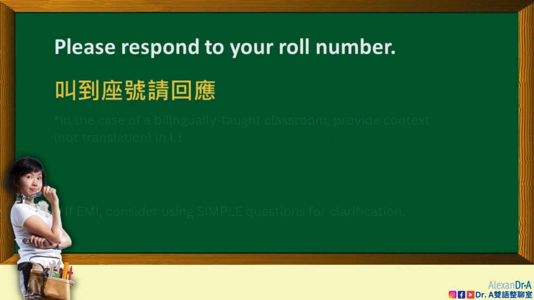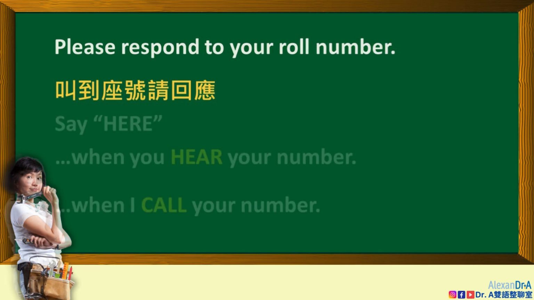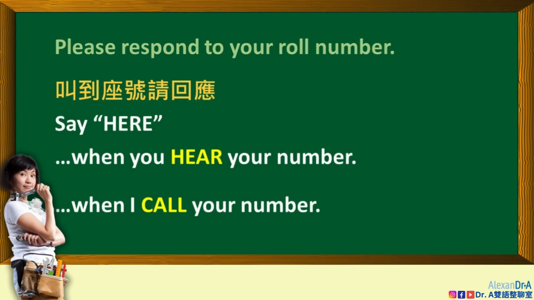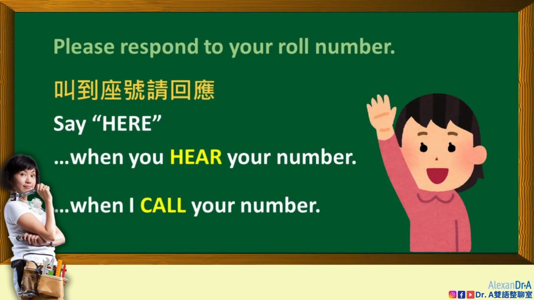Okay, another one. "Please respond to your roll number." Taking attendance? Yep. But respond how? Does it mean stand up, raise your hand? And "present" can be confusing too. So you need to specify the how. Exactly. Dr. A suggests adding the required response, usually "here," right into the instruction, and maybe reorder it for clarity. So it becomes, "Say 'here' when you hear your number." Much clearer. Or "Say 'here' when I call your number." And she'd likely add physical scaffolding, pointing, maybe holding up a number card, gestures.